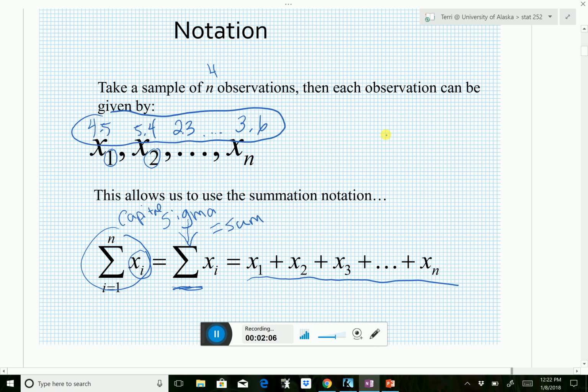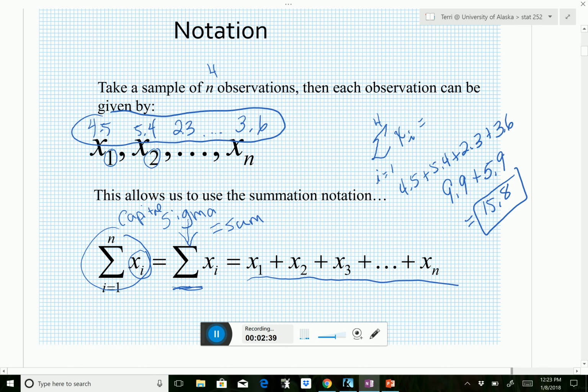So in this case, if I wanted the sum for i equals 1 to 4 of x sub i, I would just go 4.5 plus 5.4 plus 2.3 plus 3.6, which, let's see, that's 9.9 plus 5.9, so 15.8. And so you could easily find the sum of these 4 numbers.